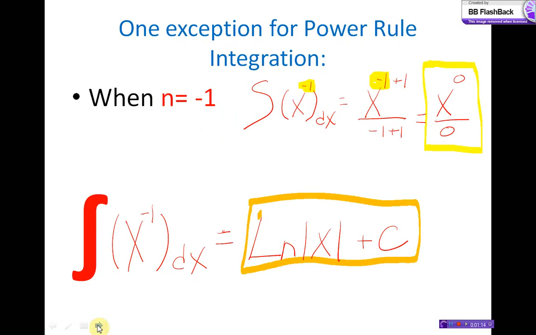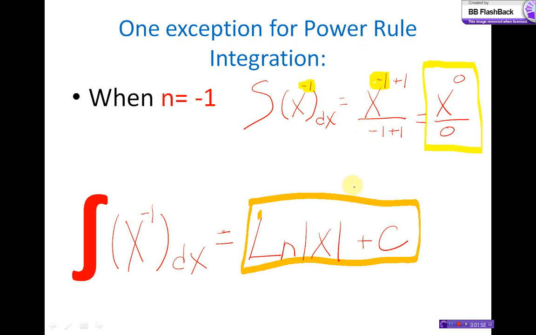Okay, now there is one exception for the power rule for integration, and that is when n is equal to -1. And you'll notice up at the top here that if we put -1 into the equation, the answer is going to be x to the 0 over 0, and that is not a kosher answer. So the answer to this one exception, the antiderivative of x to the -1 with respect to x, is the natural logarithm of the absolute value of x plus the constant of integration.